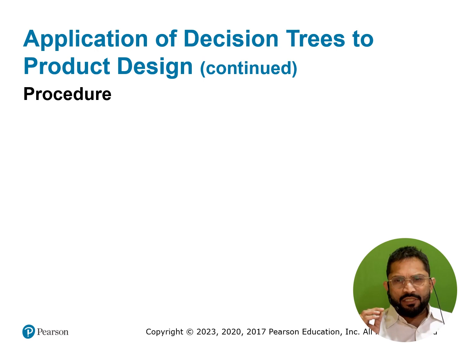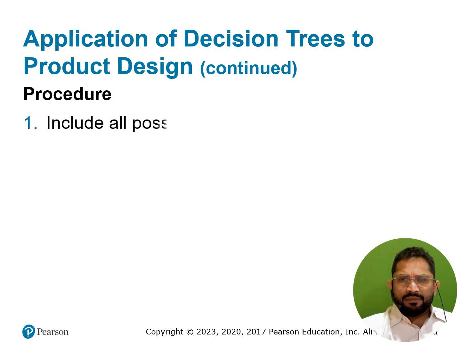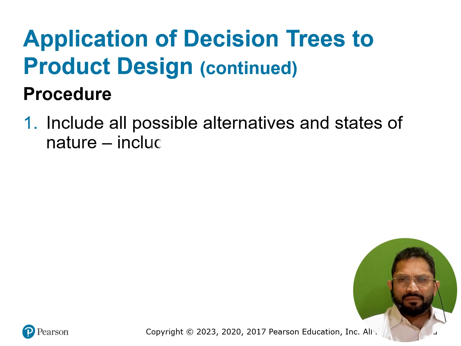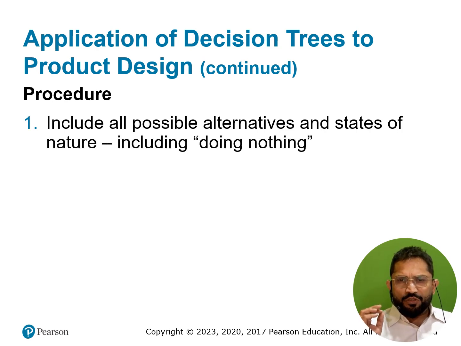Decision tree analysis in product design follows a structured procedure to evaluate various alternatives and potential outcomes. The key steps include: decision trees should encompass all potential alternatives and states of nature relevant to the design problem, including the option of doing nothing or maintaining the status quo.